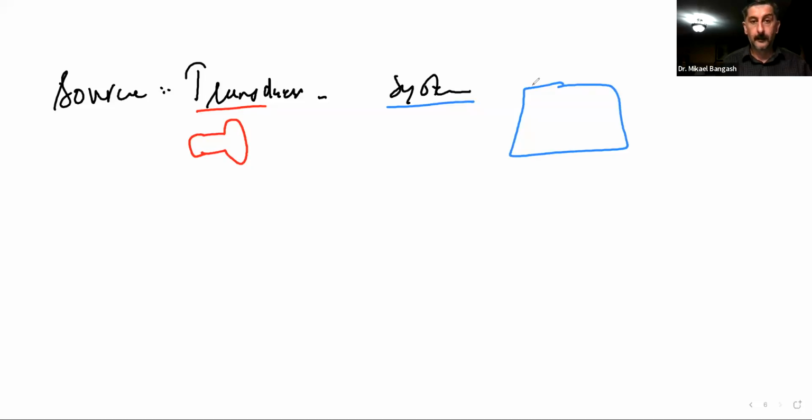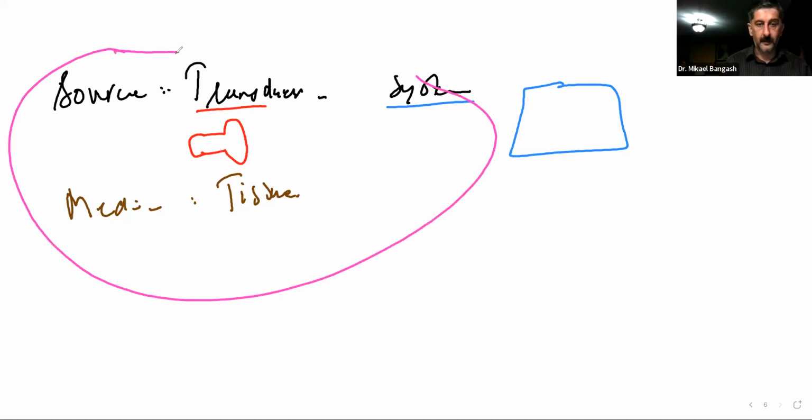The other thing is the medium. As far as we are concerned, we only have one type of medium here in ultrasound, and that's the human tissues. So these factors, or these things here, will be discussed when we say it's determined by... is this factor here, or parameter, sorry?